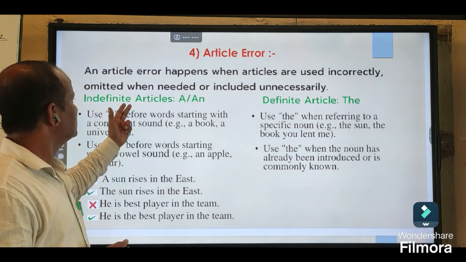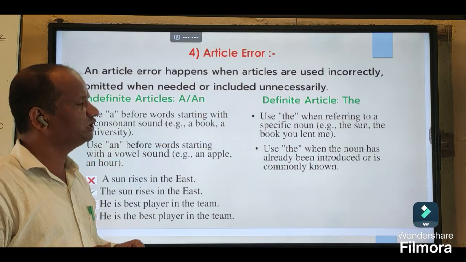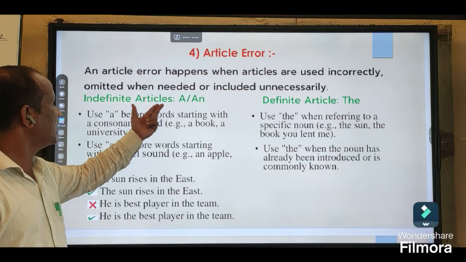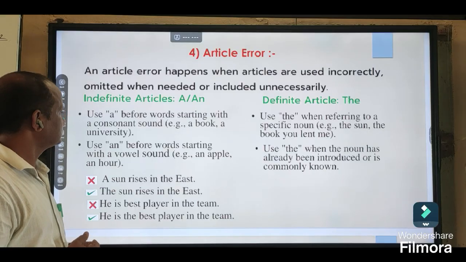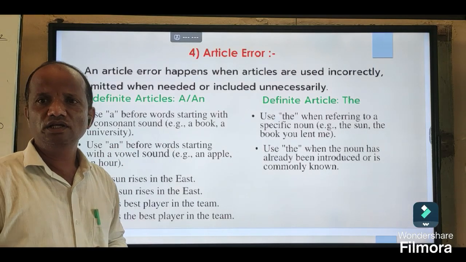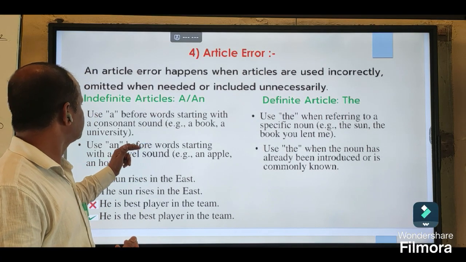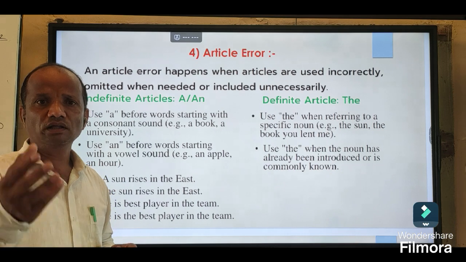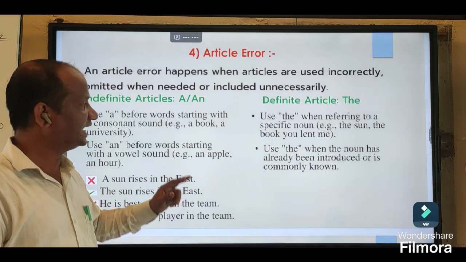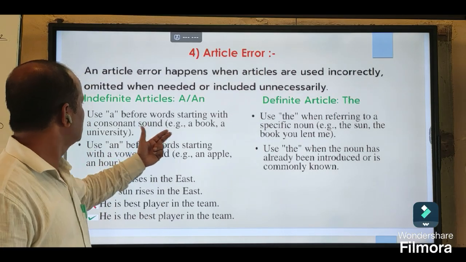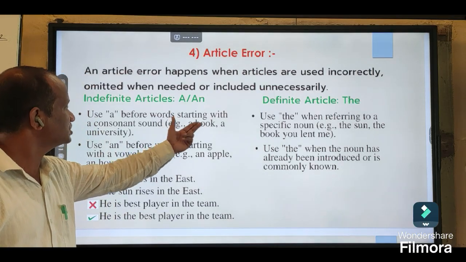Here, the indefinite articles in the English language are a or an, and the definite article, there is only one, that is the. Use a before words starting with a consonant sound. Mind it, my friends, when a singular countable noun begins with a consonant sound, we have to use a. Sometimes, even though a singular countable noun begins with a vowel letter but is pronounced as a consonant, we have to use a. For example, university: though it begins with U, it is pronounced as a consonant, so we have used a here.